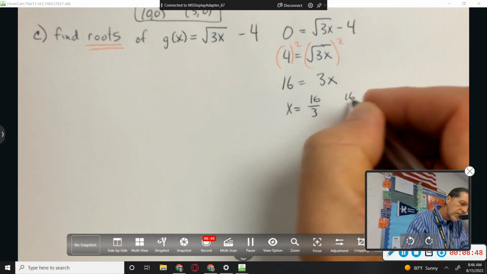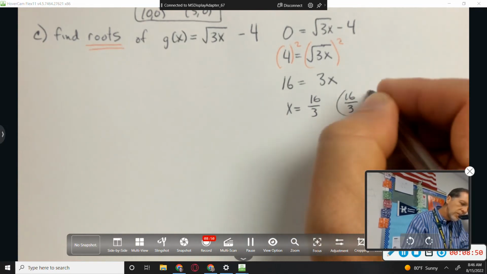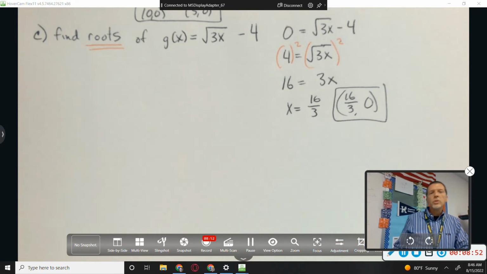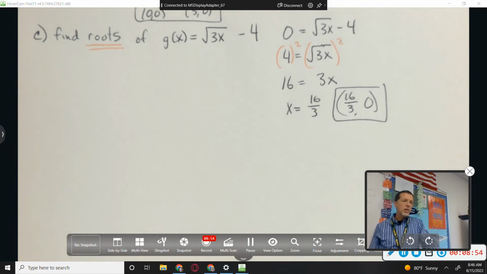So 16/3, comma 0 would be our root, or our x-intercept, or our 0, because they're all the same thing. It's just making sure you know all 3 words.